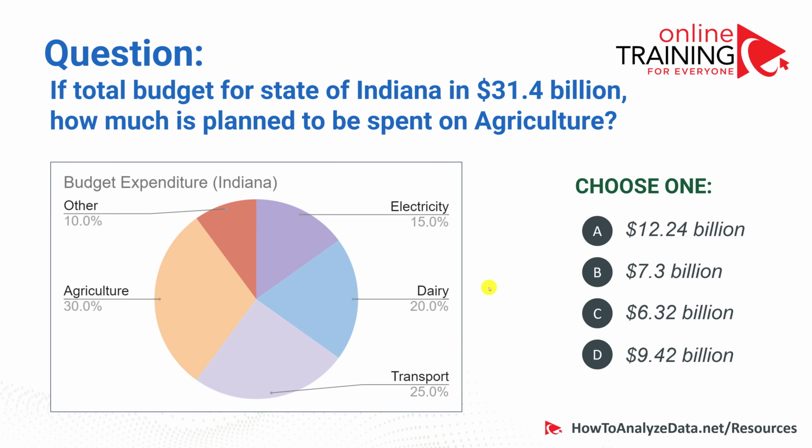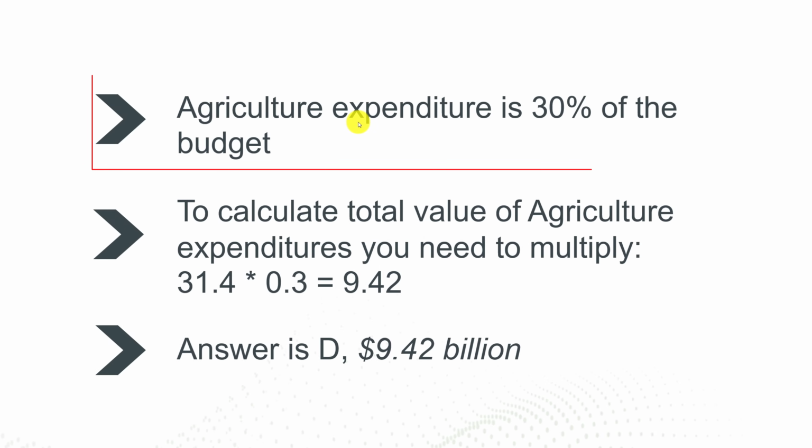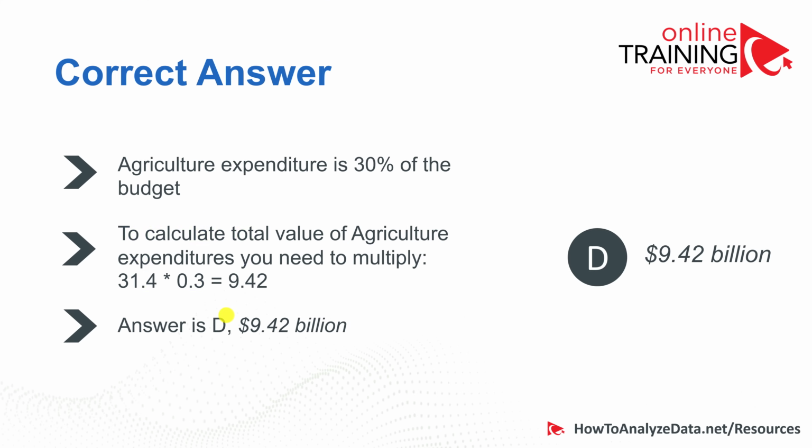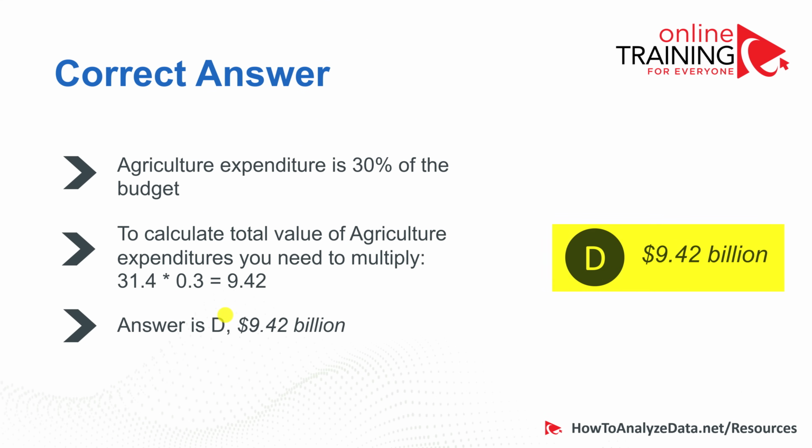Let's recap this question. Agriculture expenditures are 30% of the budget. To calculate the total value for agriculture expenditures, you need to multiply 31.4 by 0.3, which is equivalent to $9.42 billion. So the correct choice here is answer D, which is $9.42 billion.